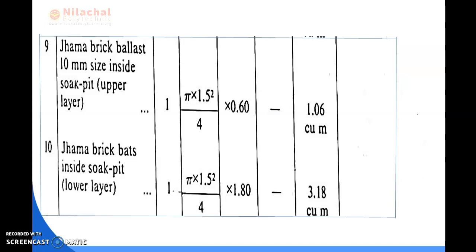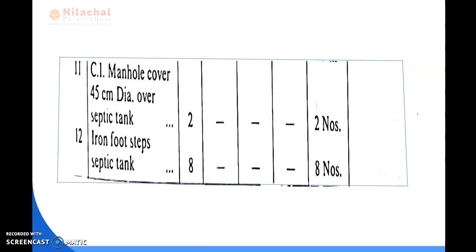Same for the second item, jam brick ballast inside the soak pit. Inside the soak pit the area is also the same: pi into 1.50, the diameter of the soak pit, square by 4 is the area. Then we multiply by the inside breadth of the soak pit, which is 1.80. So the quantity is pi into 1.5 square by 4 into 1.80, which is equal to 3.18 cubic. Okay.